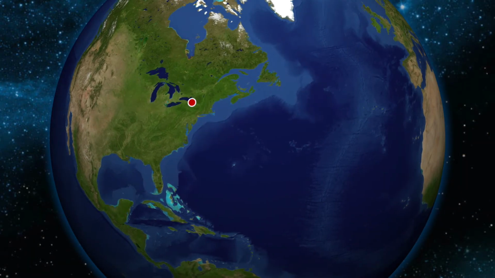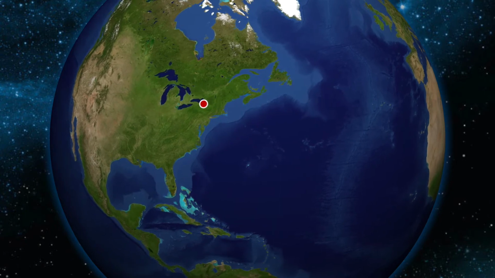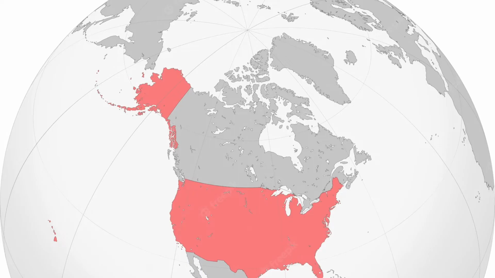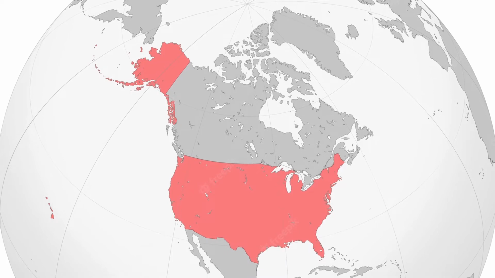Now, let's take the same idea and look at a map of the United States. I'm going to give you four numbers, and I want you to take your best guess on what you think the perimeter of the border is. 12,383 miles, 29,903 miles, 18,924 miles, or 95,741 miles. In fact, all of these values are correct, and you may ask how that is possible, so let me explain it to you.